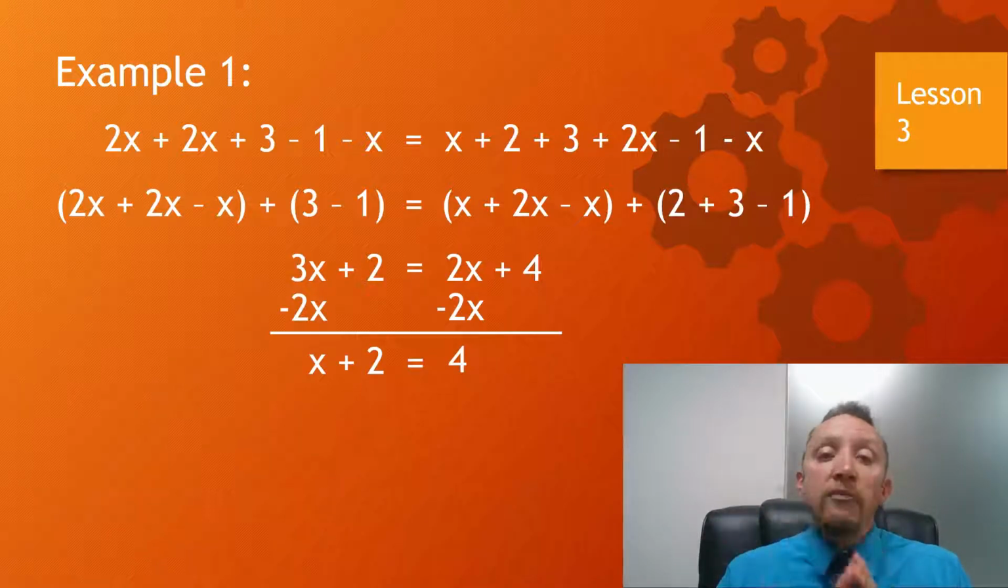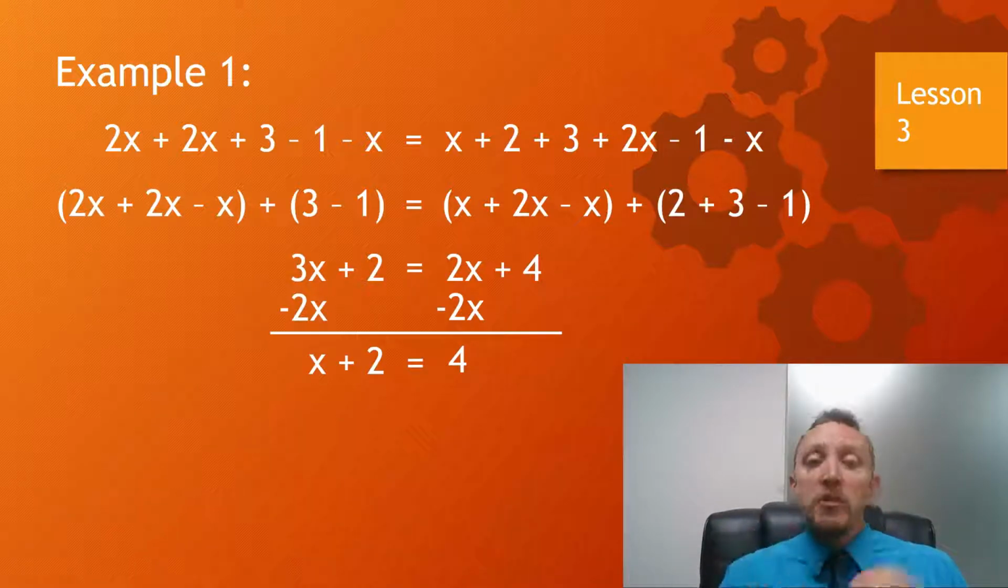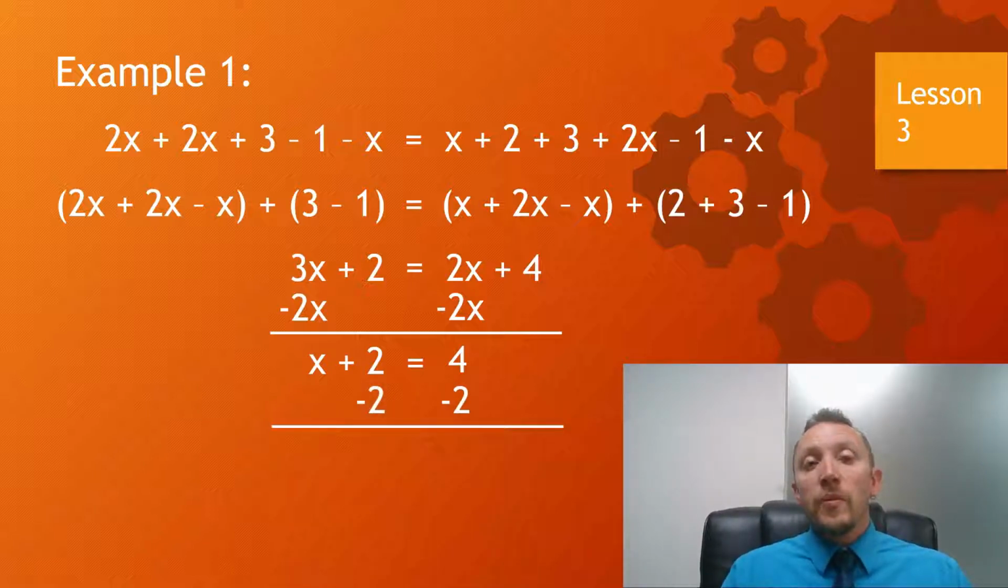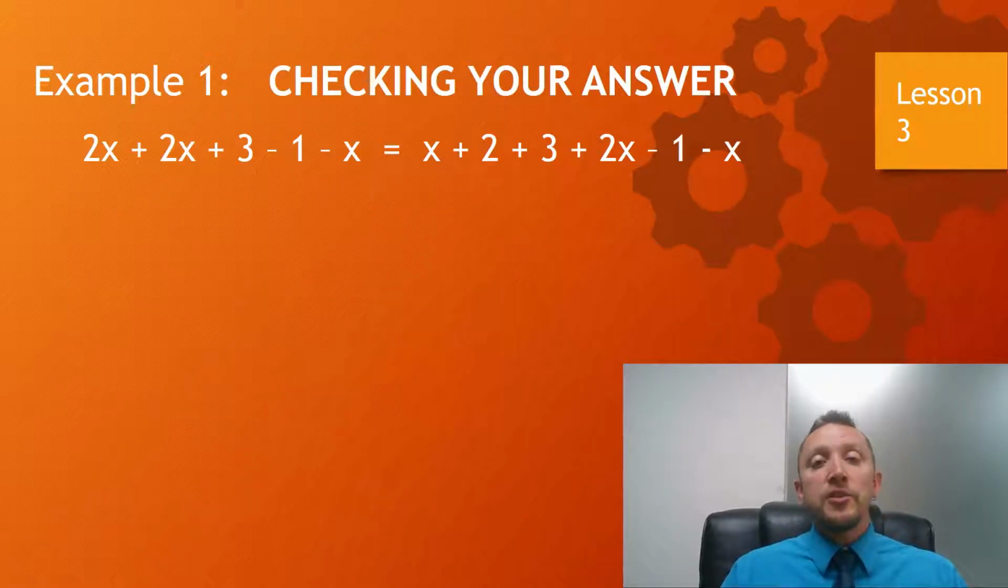Okay, so now I have the x on one side. I want to get the numbers that don't have an x on the other side of the equal sign. So right now I'm adding 2. So to get rid of something in algebra, we always do the opposite. So right now, since I'm adding 2, I'm going to subtract 2 from both sides. And 2 minus 2 on the left side would be just 0, so we'll be left with just the x. On the right side, 4 minus 2 would be 2. We have our answer, x equals 2.